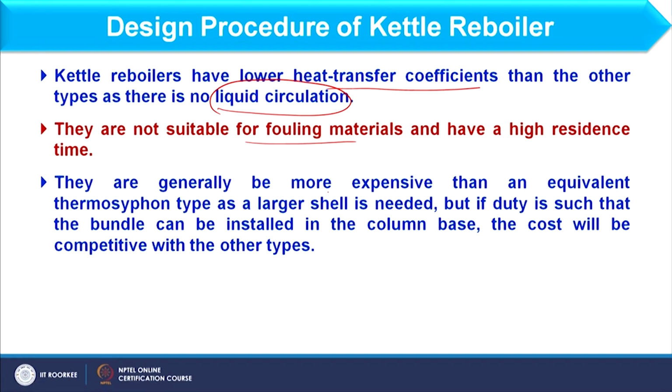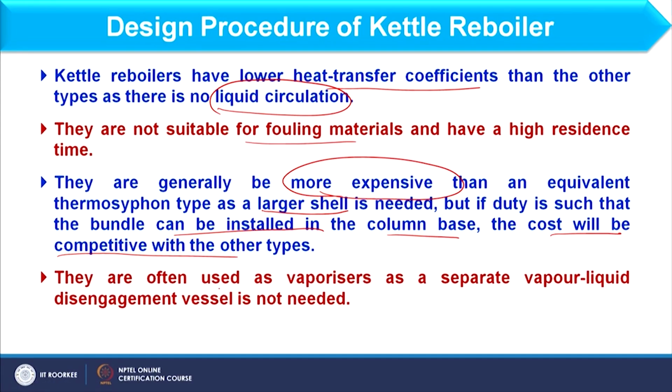They are usually more expensive than the equivalent thermosiphon reboiler because they include a larger diameter shell. But if the duty is such that the bundle can be installed in the column base, the cost will be reduced significantly. Okay. And usually kettle reboilers are used as vaporizer, as they have a vapor liquid separation section along with the vapor generation section.